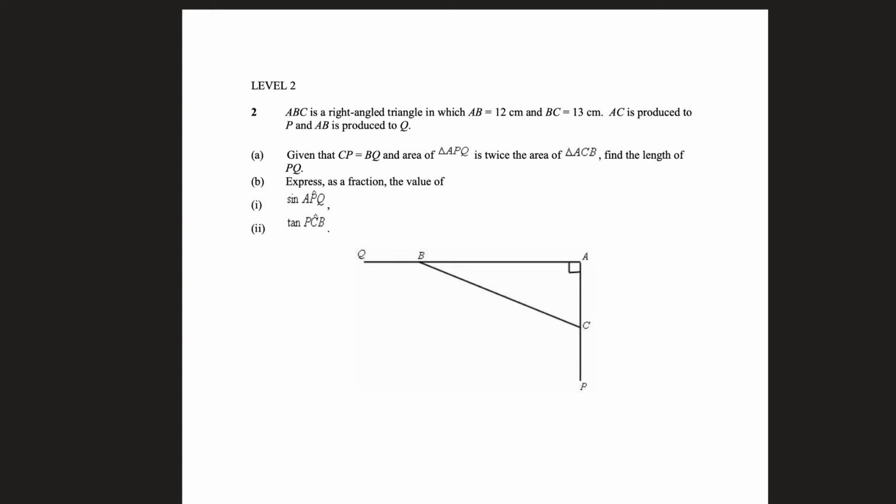Hi, this is question 2 of level 2 for trigonometry. ABC is a right-angled triangle in which AB is 12 cm. So I'm just going to label that quickly. AB 12 cm. And BC is 13 cm. So this is 13.